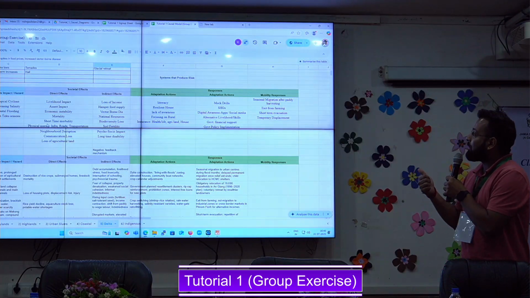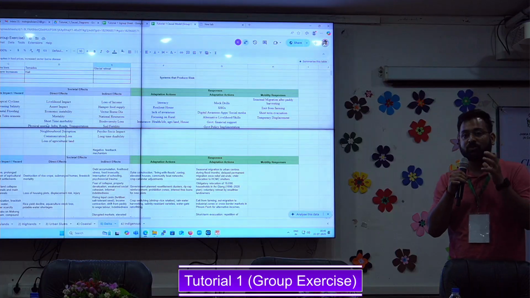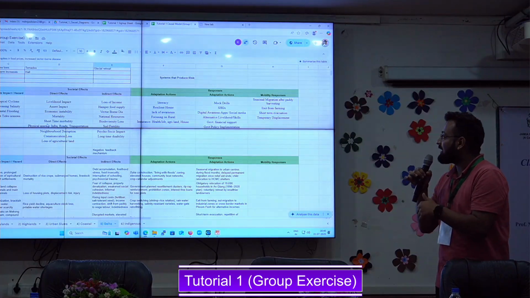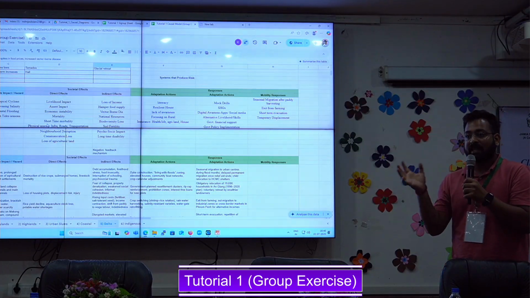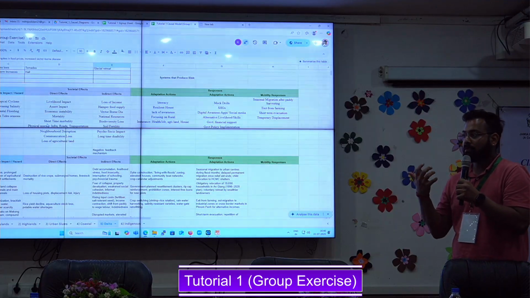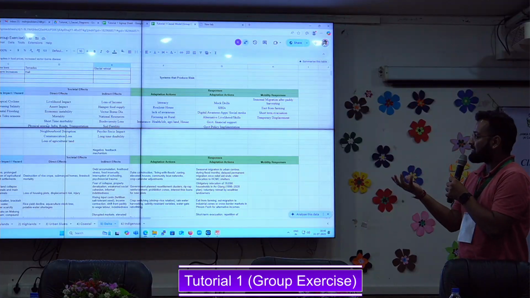And if we talk about the adaptation actions, there should be mock drills. They should tell people what to do during the mock drills and in the shelters. After that, there should be self-help groups where they can communicate with each other and share their problems, so that there is adaptive capacity for them.